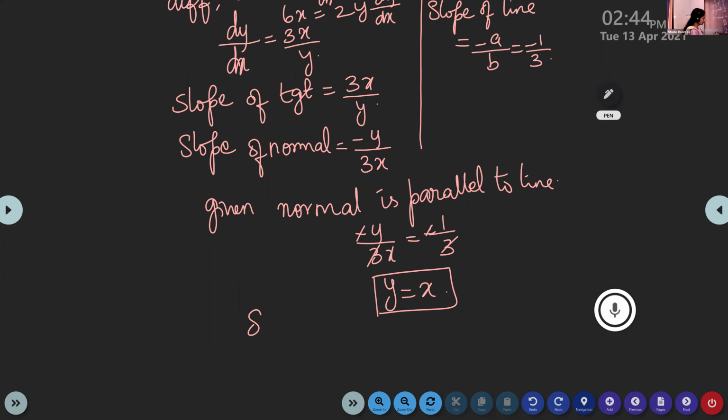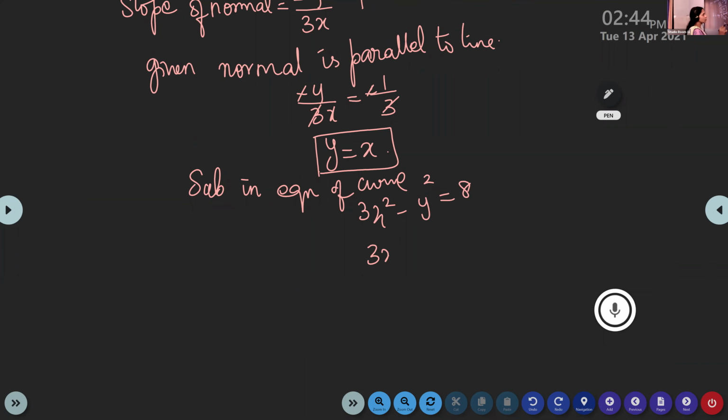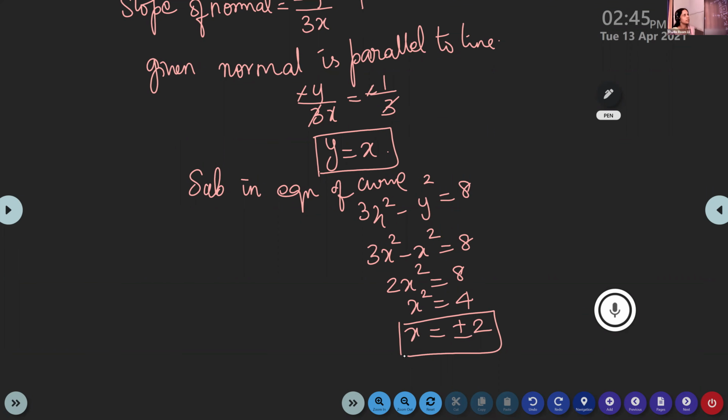So substitute this in the equation of the curve. What is the equation of the curve? 3x square minus y square is equal to 8. So when you substitute this, what you will get? 3x square minus x square is equal to 8. So 2x square is equal to 8. x square is equal to 4. Therefore, x is plus or minus 2.